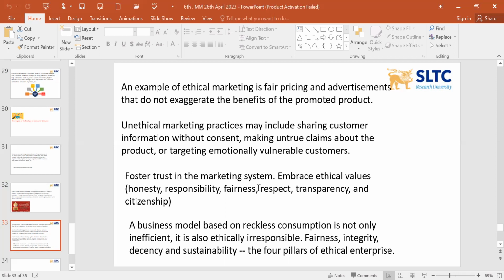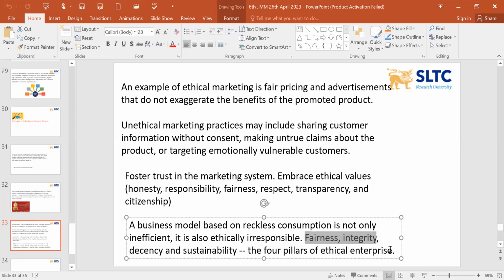Fostering trust in the marketing system, embracing ethical values, honesty, responsibility, fairness, respect, transparency, and citizenship has greater value creation. A business model based on reckless consumption is not only inefficient, it is also ethically irresponsible. Fairness, integrity, decency, and sustainability are the four pillars of ethical enterprise. So please remember that these are the four pillars of ethical enterprise.